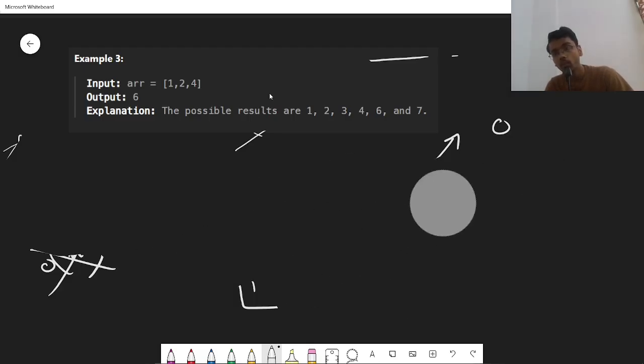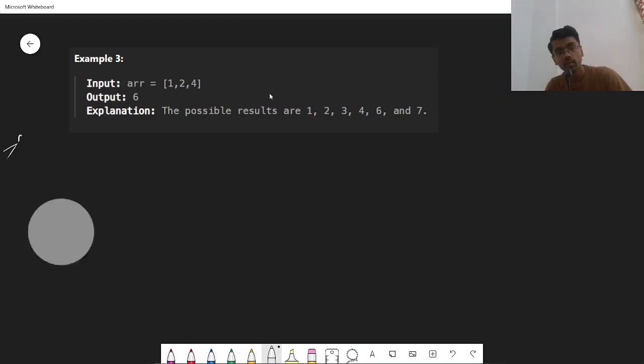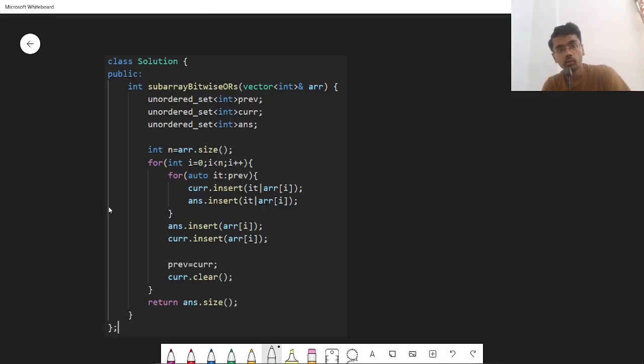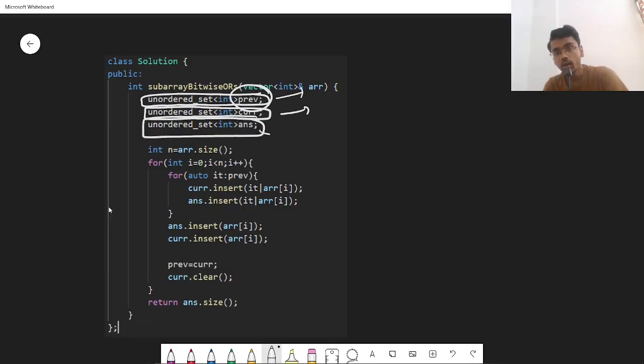So let us directly jump onto the code, because there is nothing much to discuss in the algorithm part, as it is very straightforward. I hope you understand this part as well. So let us see the code now. So this is the code. First of all, I am taking an unordered set previous, which will store the previous bitwise values. Then I have current, which will store the new values of bitwise OR after ORing the current number with the previous values. Then I have declared another unordered set called answer, which will store all the unique bitwise OR values.